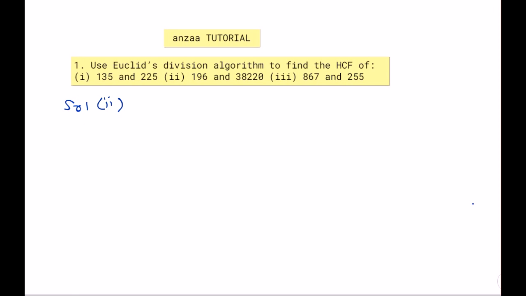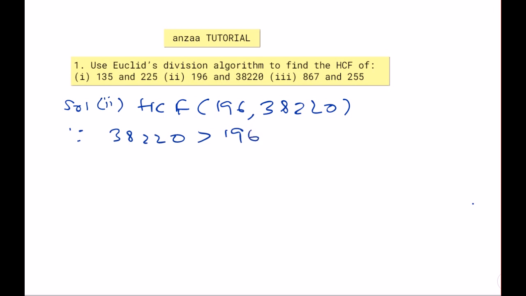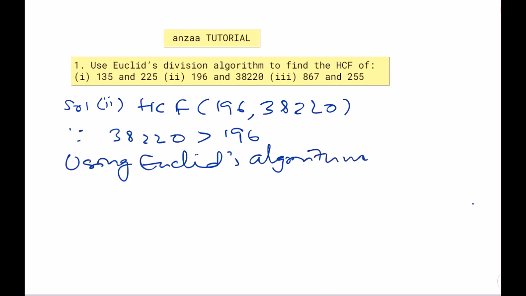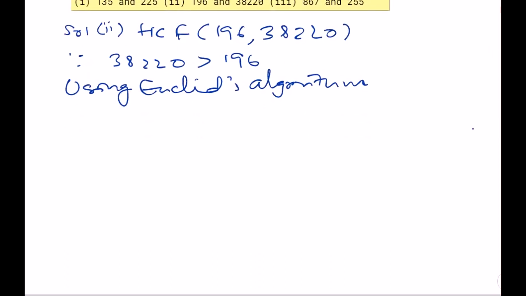So guys, second part of this question is finding out HCF of 196 and 38220. Similarly, since 38220 is greater than 196, so we shall divide 38220 by 196 using Euclid's algorithm. Okay guys, so let us proceed.